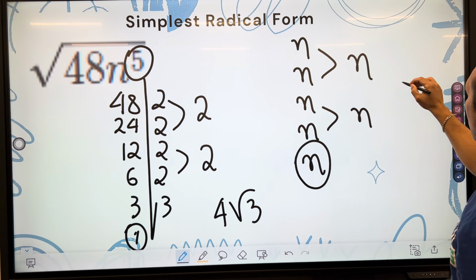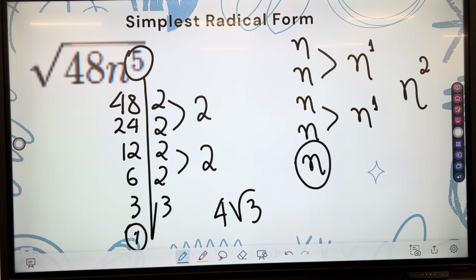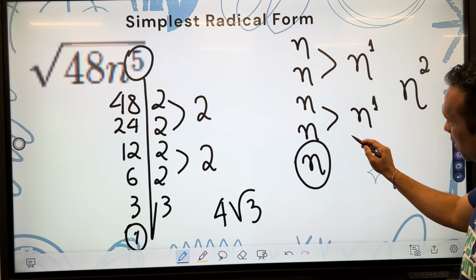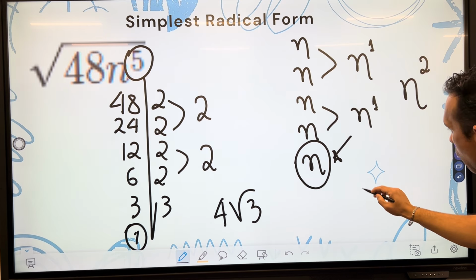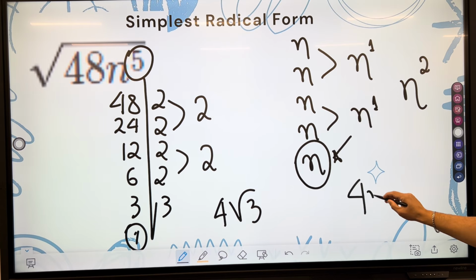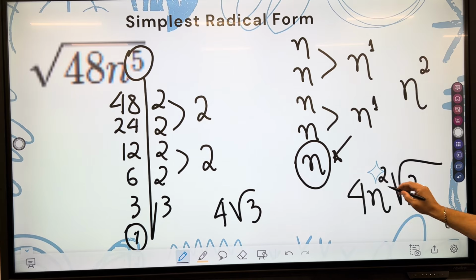Multiplying these two, we get n to the power 2. We keep the base, we add the hidden 1. So this guy will be out, this guy will be in, has no pair. So 4 and n squared out, 2 in, 3 in, n in.